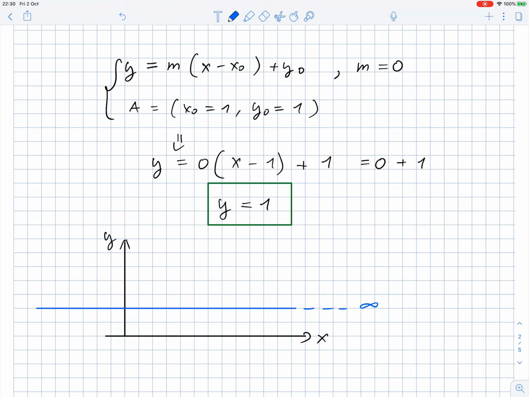This goes to plus infinity, I'm talking about x, and this goes to minus infinity. And this value of y is always 1. For any x you take, you will get the same result for y. And as you can see, in this linear function, the slope is 0, which means the angle between the x-axis and the linear function is 0.